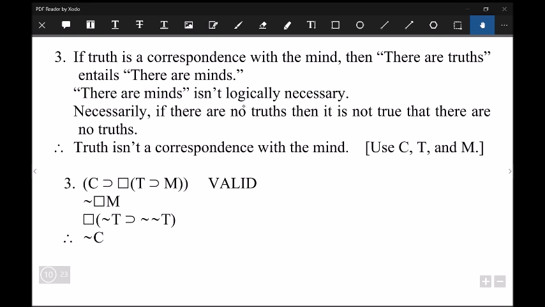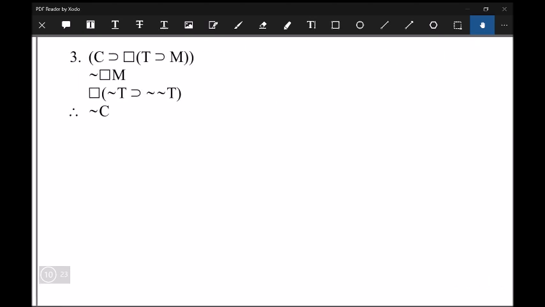We could imagine a possible world where the only thing that exists is one big rock, a mindless rock, and there are no minds. Necessarily, if there's no truth, then it's not true that there's no truth. So that would translate like that. Therefore, truth is not a correspondence with the mind. And this, again, is valid.